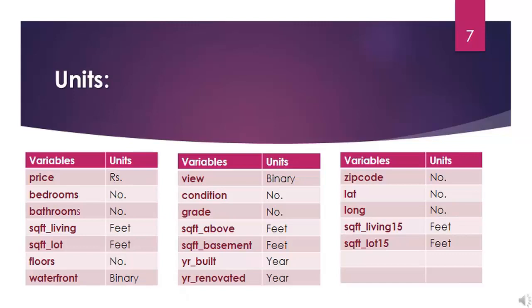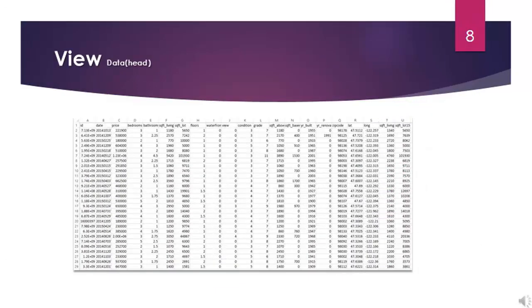Okay, let me introduce the units of our feature variables. Price, rupees; bedrooms, numbers; bathrooms, numbers; square foot living, feet; square foot lot, feet; floor, number; waterfront, binary; view, binary; condition, number; grade, number; square foot above, feet; square foot basement, feet; year built, year; year renovated, year; zip code, number; latitude, number; longitude, number; square foot living 15, feet; square foot lot 15, feet. Now check the head of our dataset.